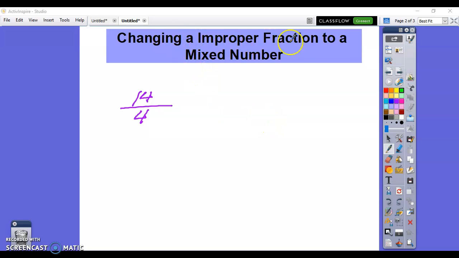Okay, in this video I'm going to show you how to change an improper fraction to a mixed number. So one way you can do that is by dividing. So we're going to take 14 divided by 4. So we're going to use the division box that we've practiced.